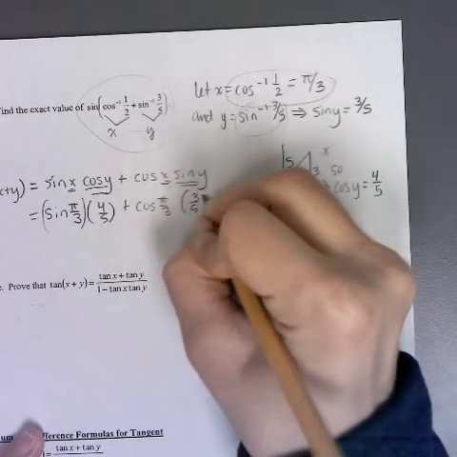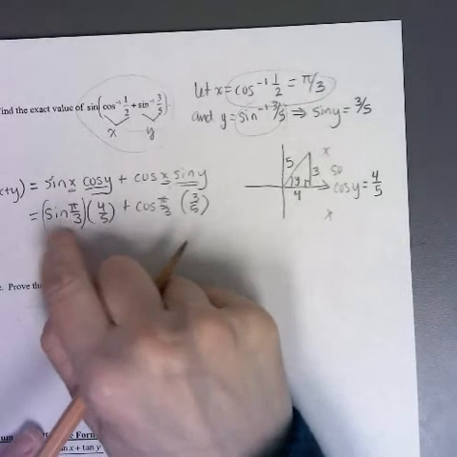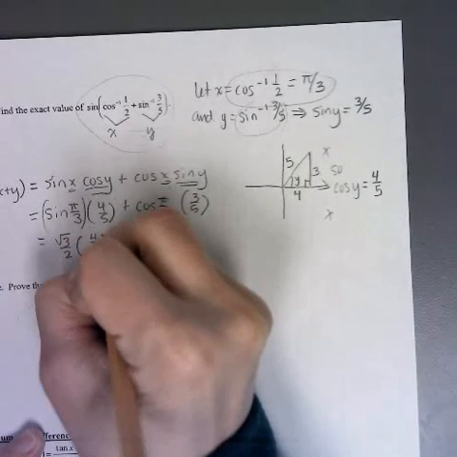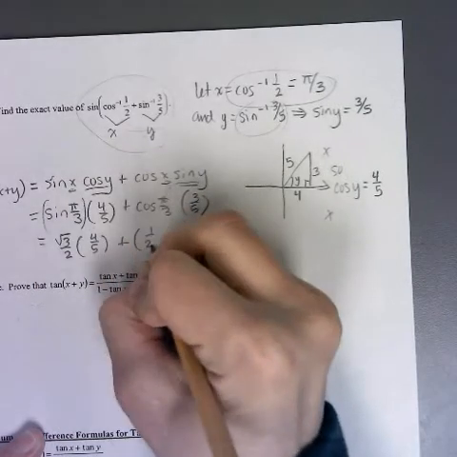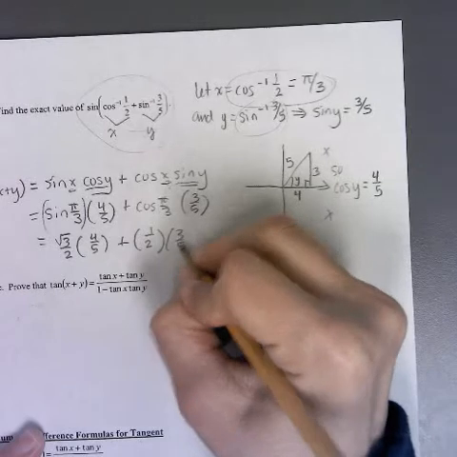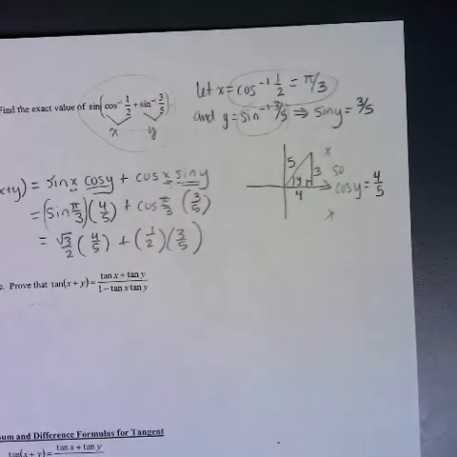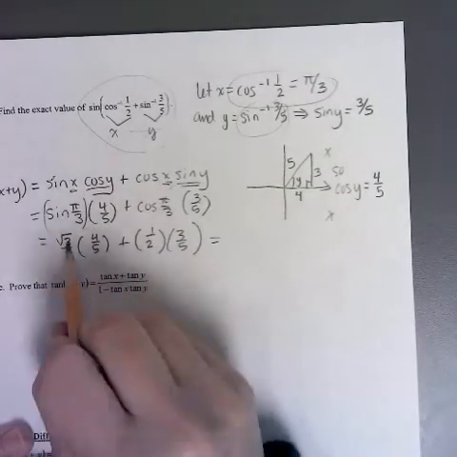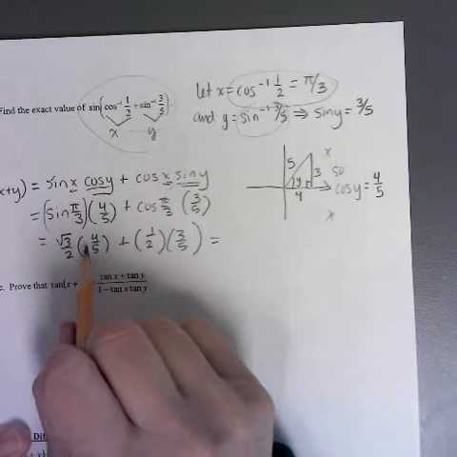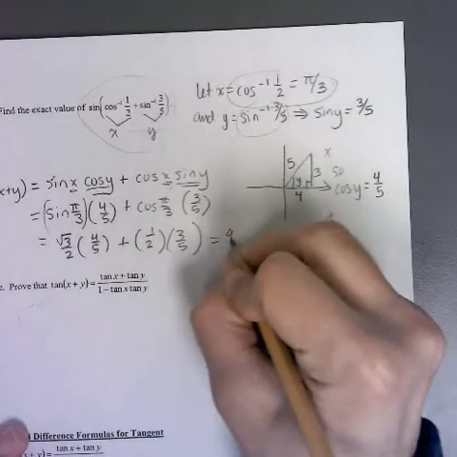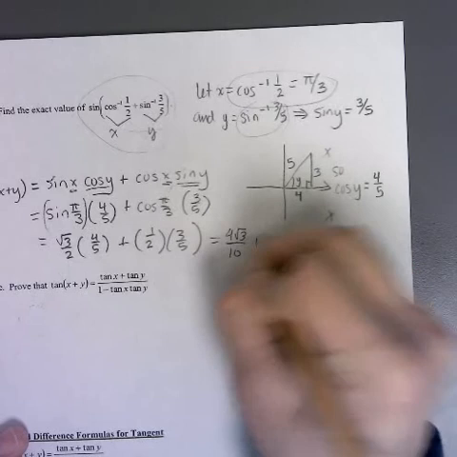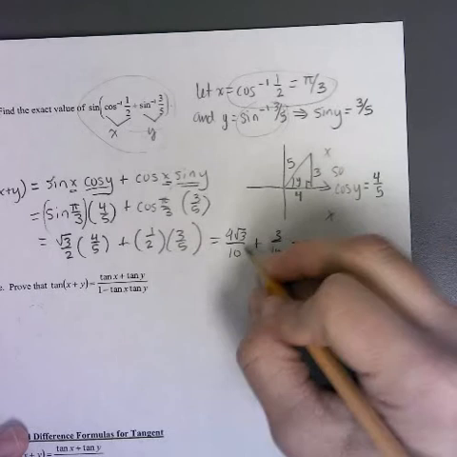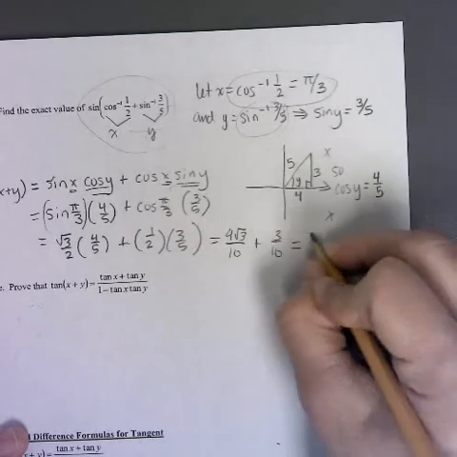So now we still need to evaluate. Sine of pi over 3 is the square root of 3 over 2 times 4/5. Cosine of pi over 3 is 1/2 times 3/5. Notice how these have common denominators already, which makes the problem nicer to work with. So we get 4 square root of 3 over 10 plus 3/10. With that common denominator, we can just write that as one fraction: 3 plus 4 square root of 3 over 10.